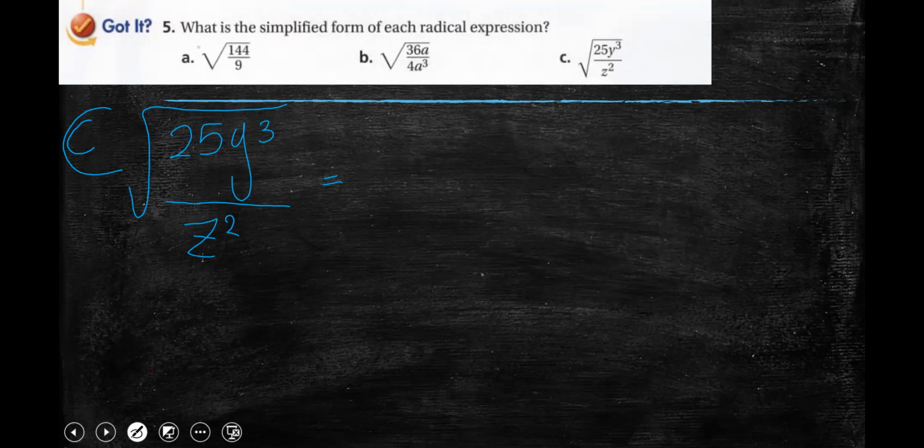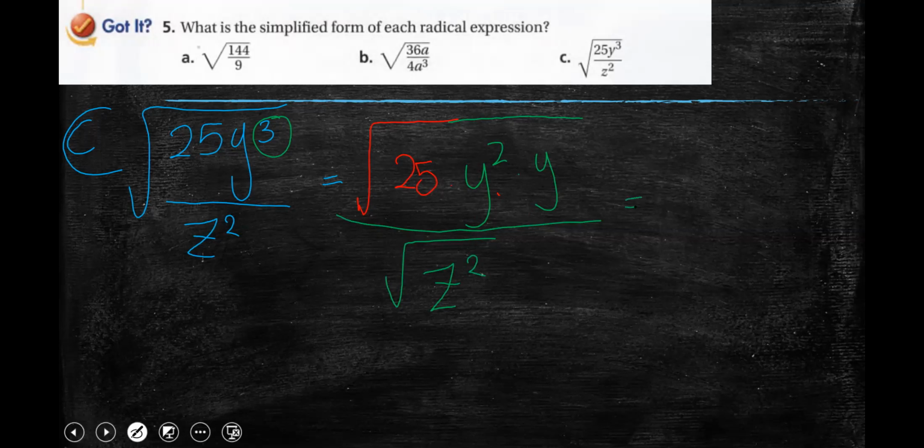So let's now say it is square root of 25 times y. We can write the y cubic as y squared times y, times 25 over square root of z squared. Then I can distribute the square root onto the 3 terms here: square root of 25 times square root of y squared times square root of y over square root of z squared.